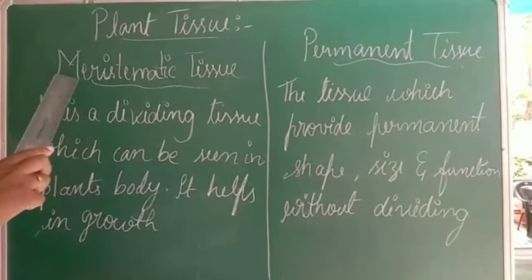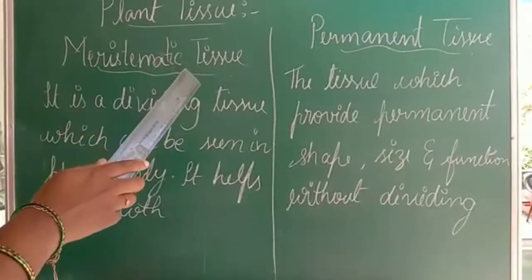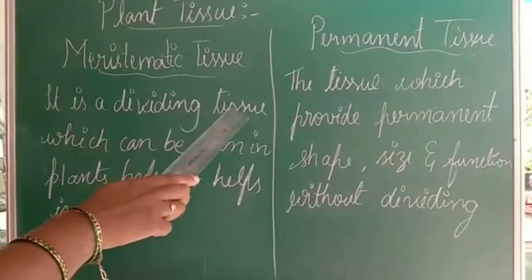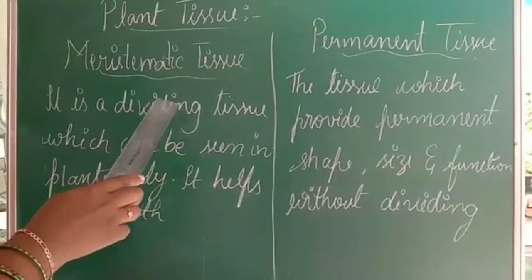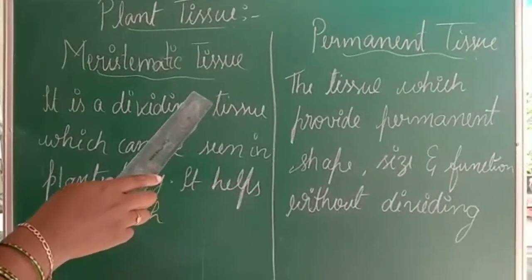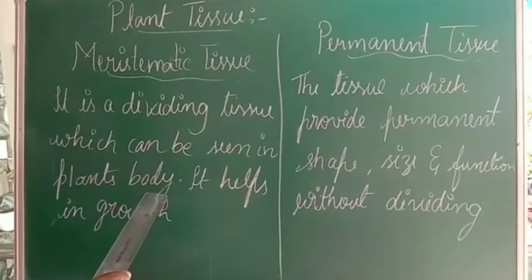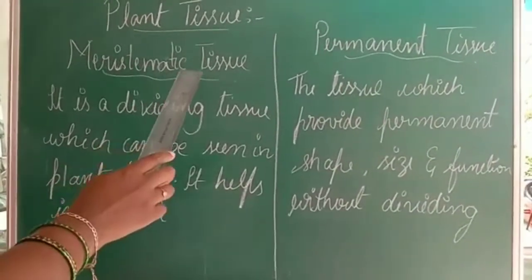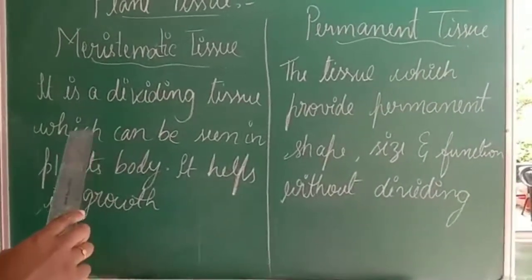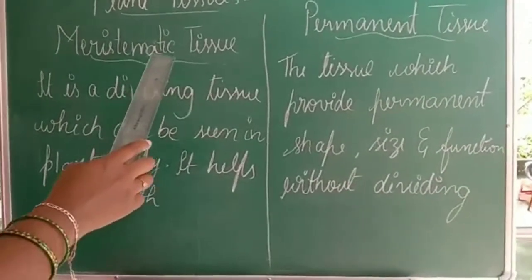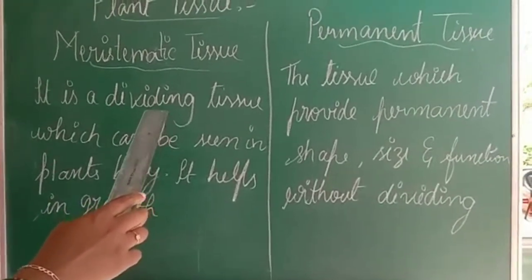First, let us know about meristematic tissue. What is meristematic tissue? It is a dividing tissue. Meristematic tissue can also be called a dividing tissue, and especially this tissue can be seen in a plant's body. And what is the other name of meristematic tissue? That is called a dividing tissue. These two are very important points.